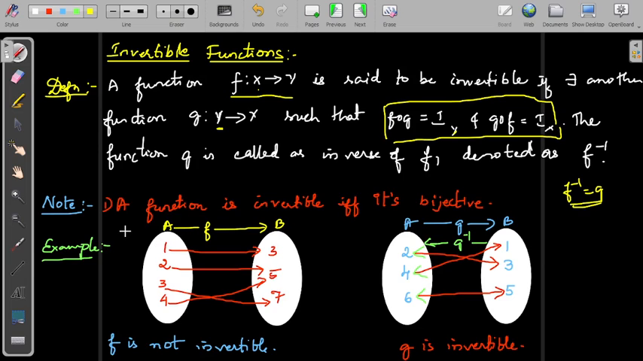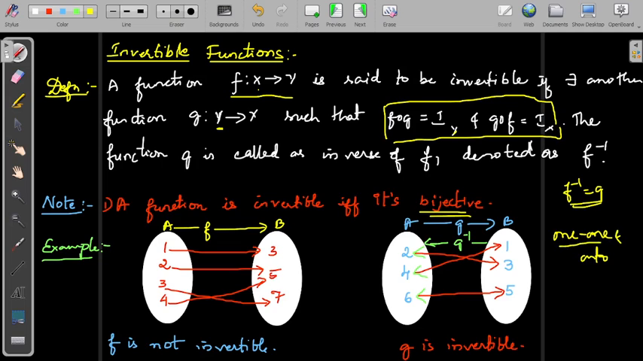Now to define an inverse for a given function, that function should be bijective. Bijective means it should be both one-one and onto. Only if the function is both one-one and onto can we define an inverse, a function from codomain to domain. Otherwise we can't define the inverse of a function.